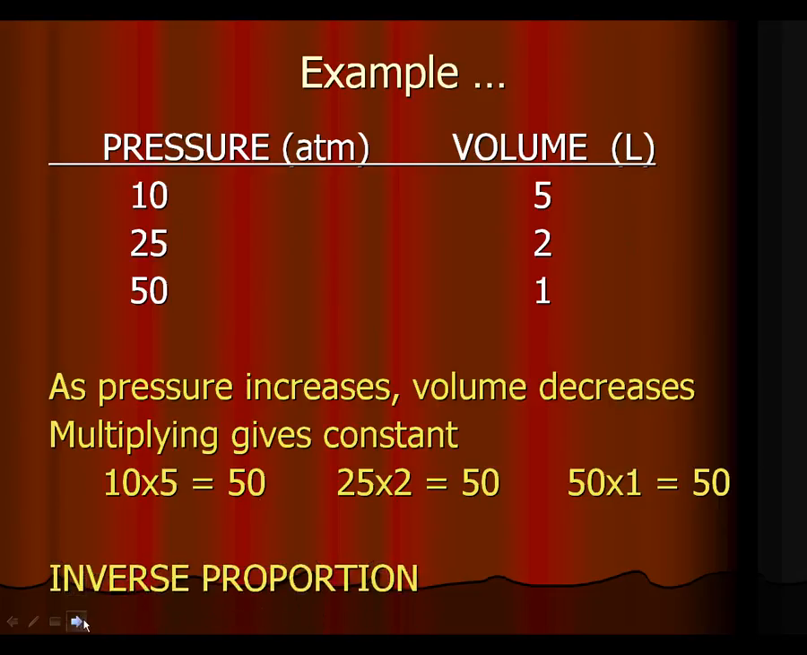So yes, this is an inverse proportion. As the pressure goes up, the volume goes down. When you multiply across, you get the same number every time. That's your clue, it's an inverse proportion. Direct proportion would be the opposite. As the pressure went up, the volume would have gone up. And the way you would test for that is dividing would give you the same number over and over again.